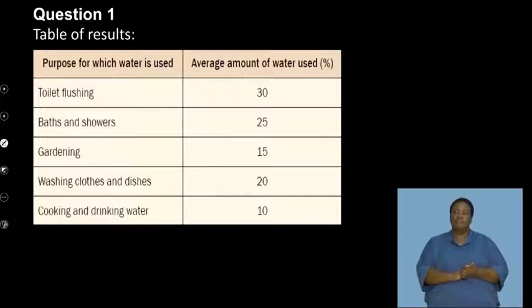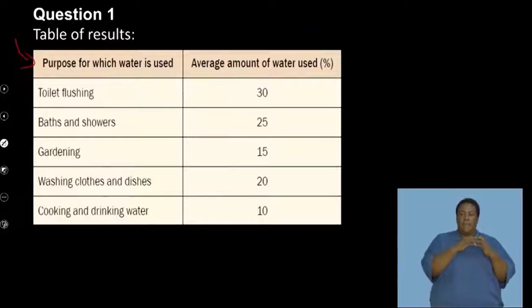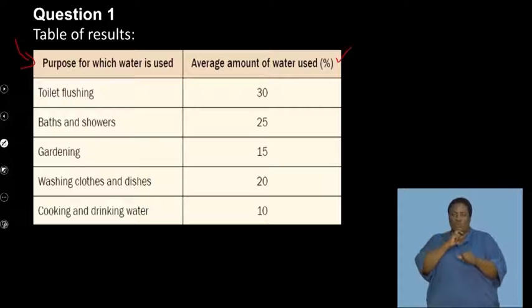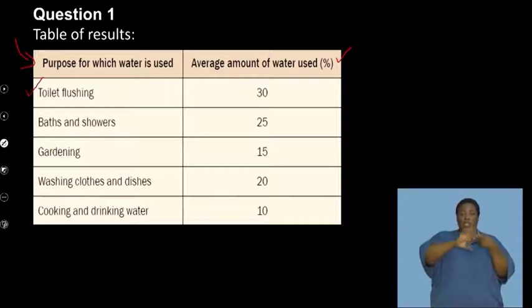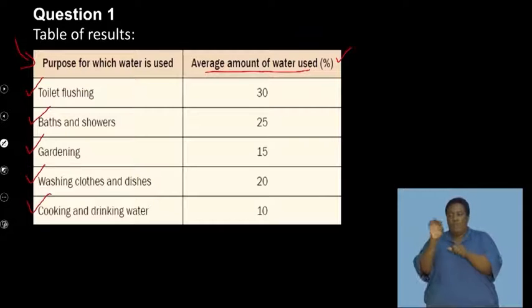They tried to establish the purpose for which water was used, so they looked at different criteria that water was being used for, and they also asked their households to measure the average amount of water that was used. This information was collected for 1, the flushing of toilets, 2, baths and showers, 3, gardening, 4, washing clothes and dishes, and cooking and drinking water. They measured that average amount of water as a percentage of what these households used.